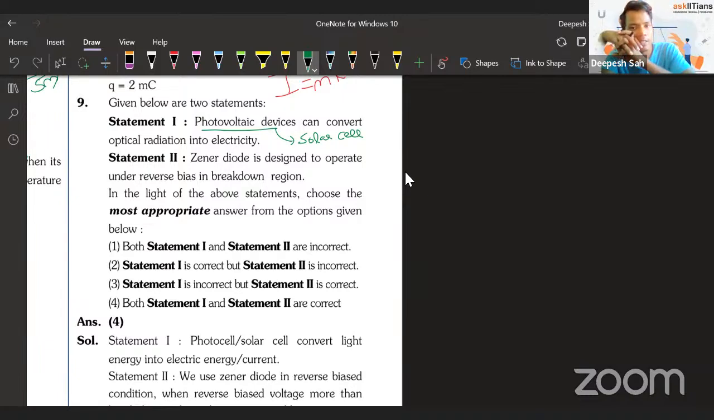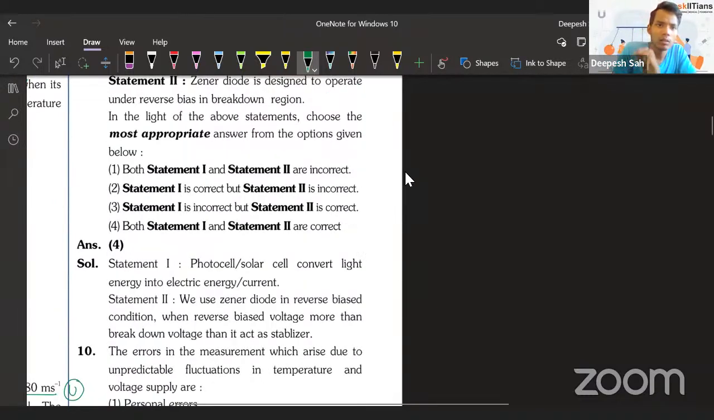Second is Zener diode is designed to operate under the reverse bias in the breakdown voltage. Yep. So usually a diode is used in forward bias, but a reverse biased diode is the Zener diode. Why is it used? Because it gives us a very sharp increase in the value of current after a certain breakdown point. Okay. So both the statements are correct and they do not have any link with one another. So yeah, fourth option, the right answer.